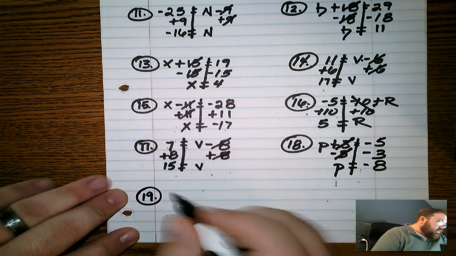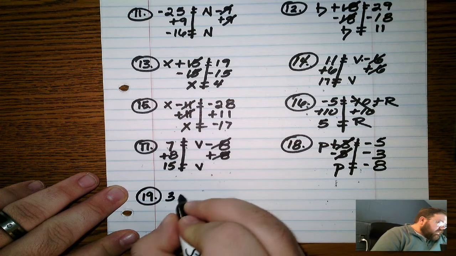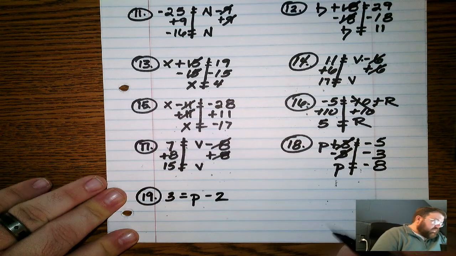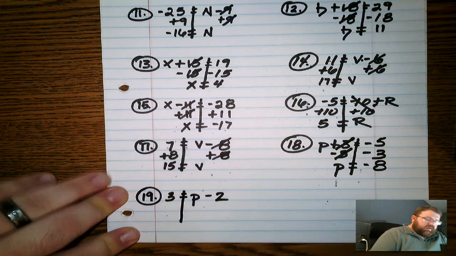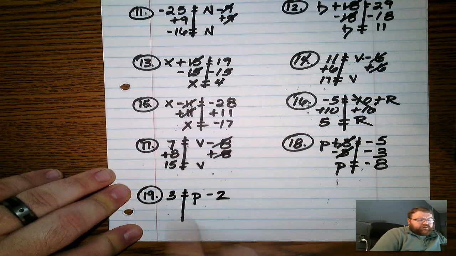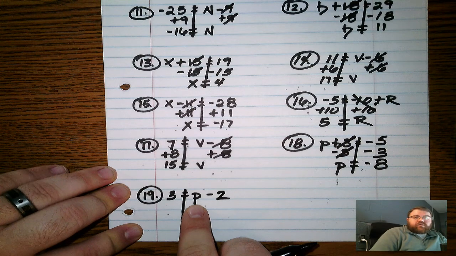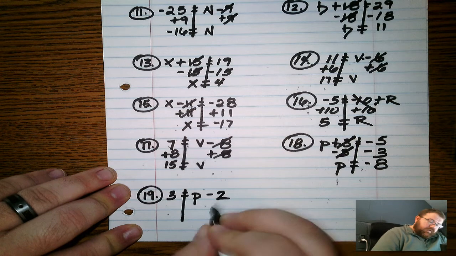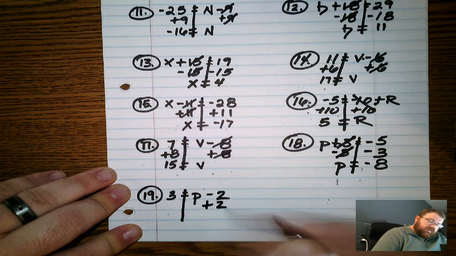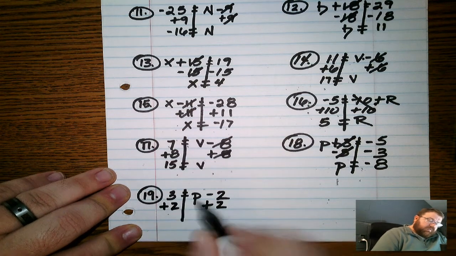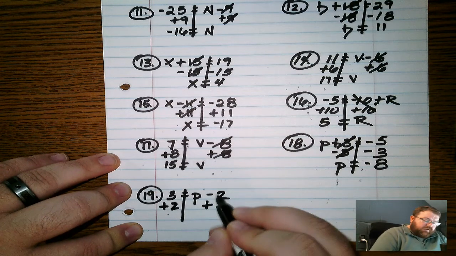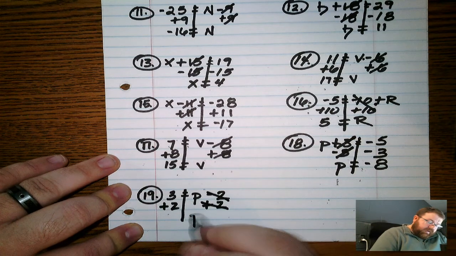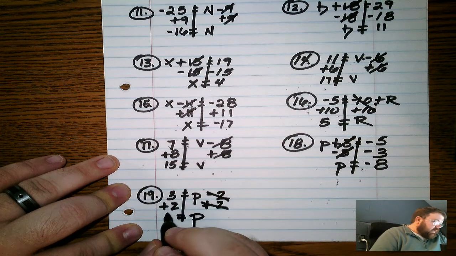Number 19 is 3 equals p minus 2. Draw my line. Ask yourself, what is this negative 2 trying to do to your variable p? So do the opposite of that. So add 2 to both sides. Negative 2 plus 2 cancel. Leaves p is equal to 5.